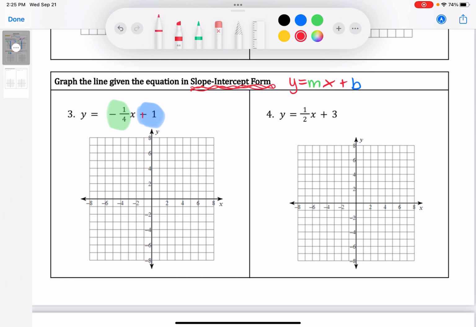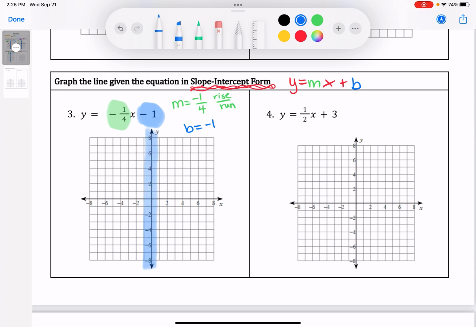This would be plus negative 1, right? So whenever you have a negative number at the end of your equation, that's going to be a negative b. So if I think about this, I say, okay, m is negative 1/4, and this is rise over run, right? And b is negative 1. And again, b is always on our y-axis.